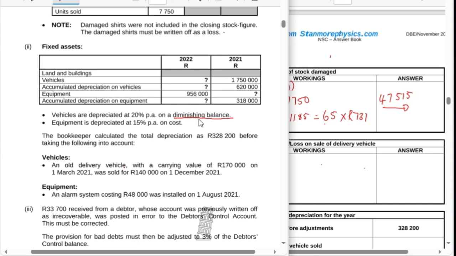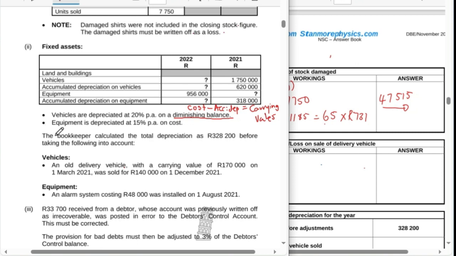And then diminishing balance method, we know that it's cost minus accumulated depreciation, and then we are going to get a what? Carrying value, meaning this 20% will be multiplied by our carrying value. So this is the formula for diminishing balance method.